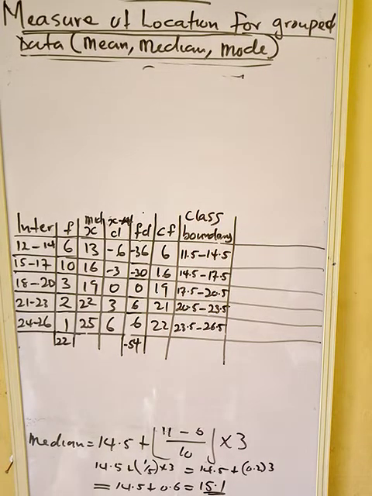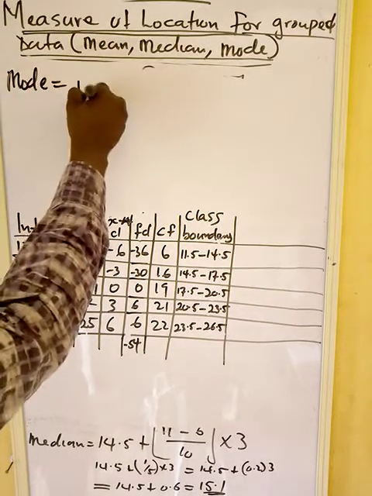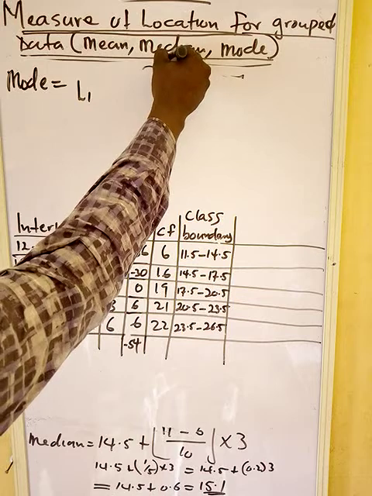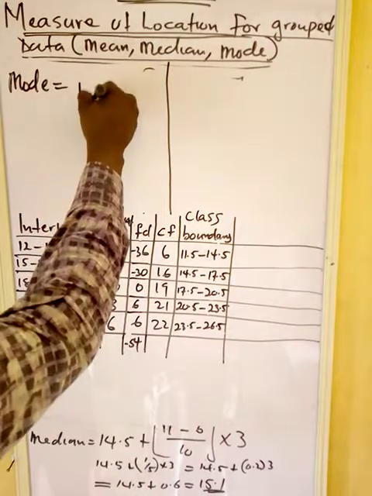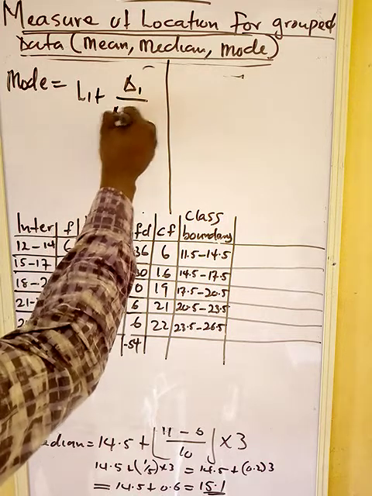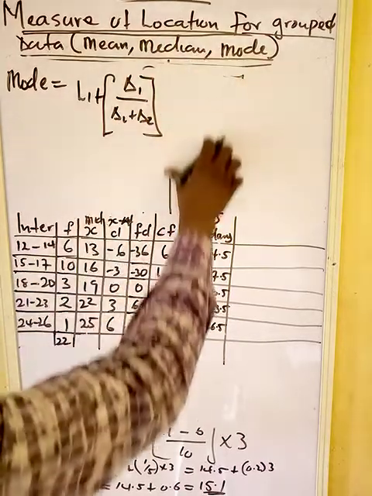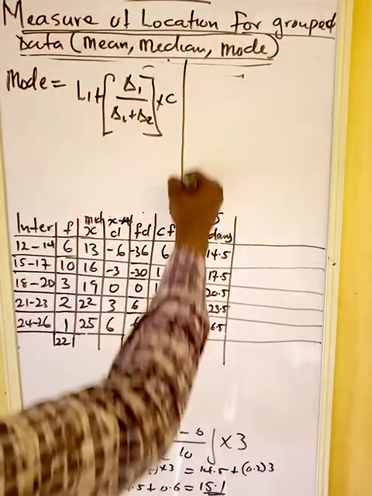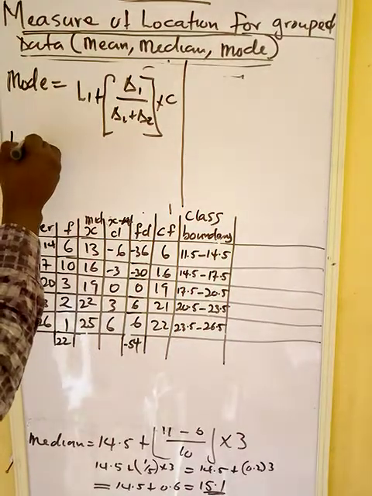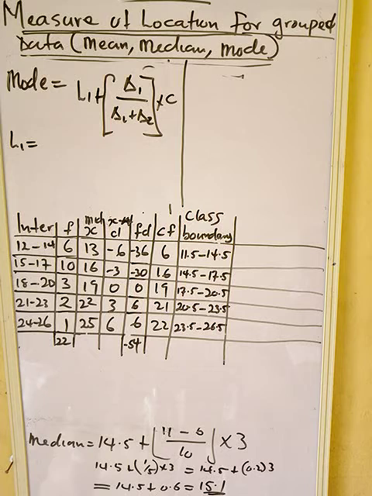So we want to solve for our mode. The mode is L1 plus the bracket of D1 over D1 plus D2, times C. Our L1 is the lower class boundary of the modal class.